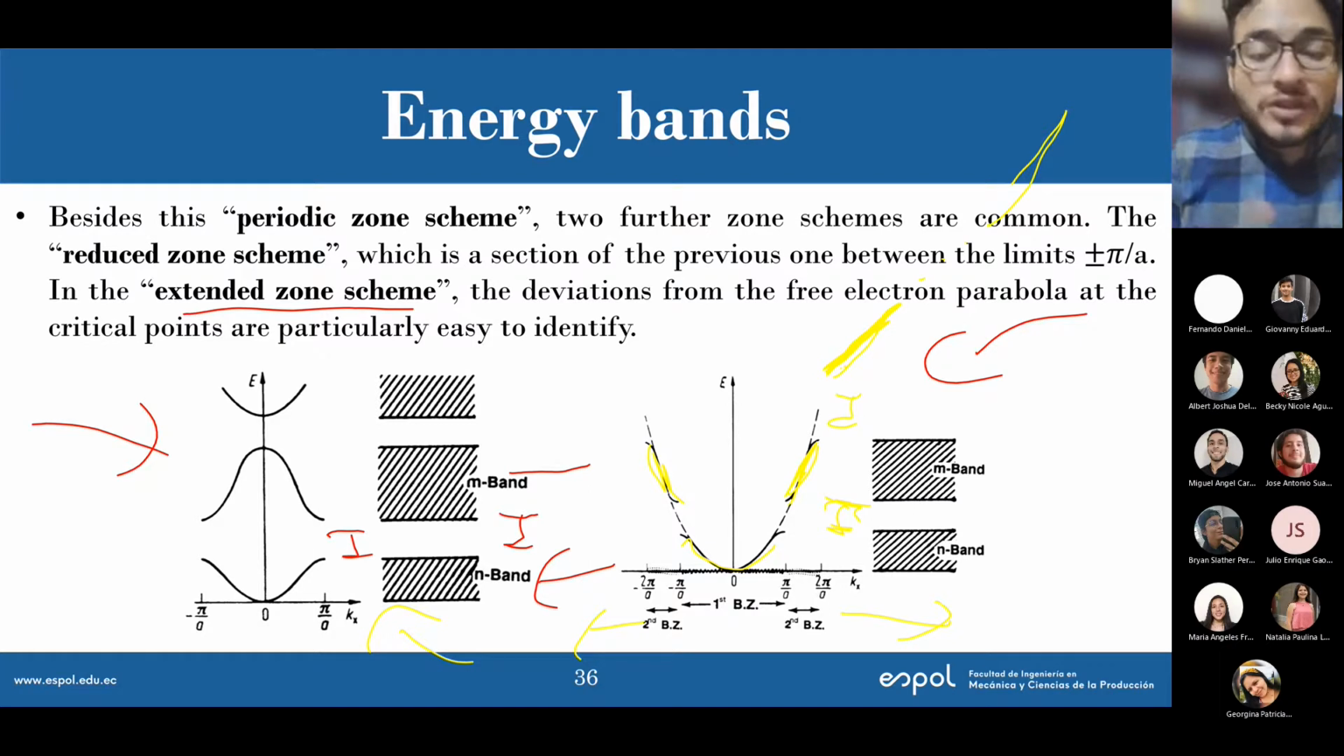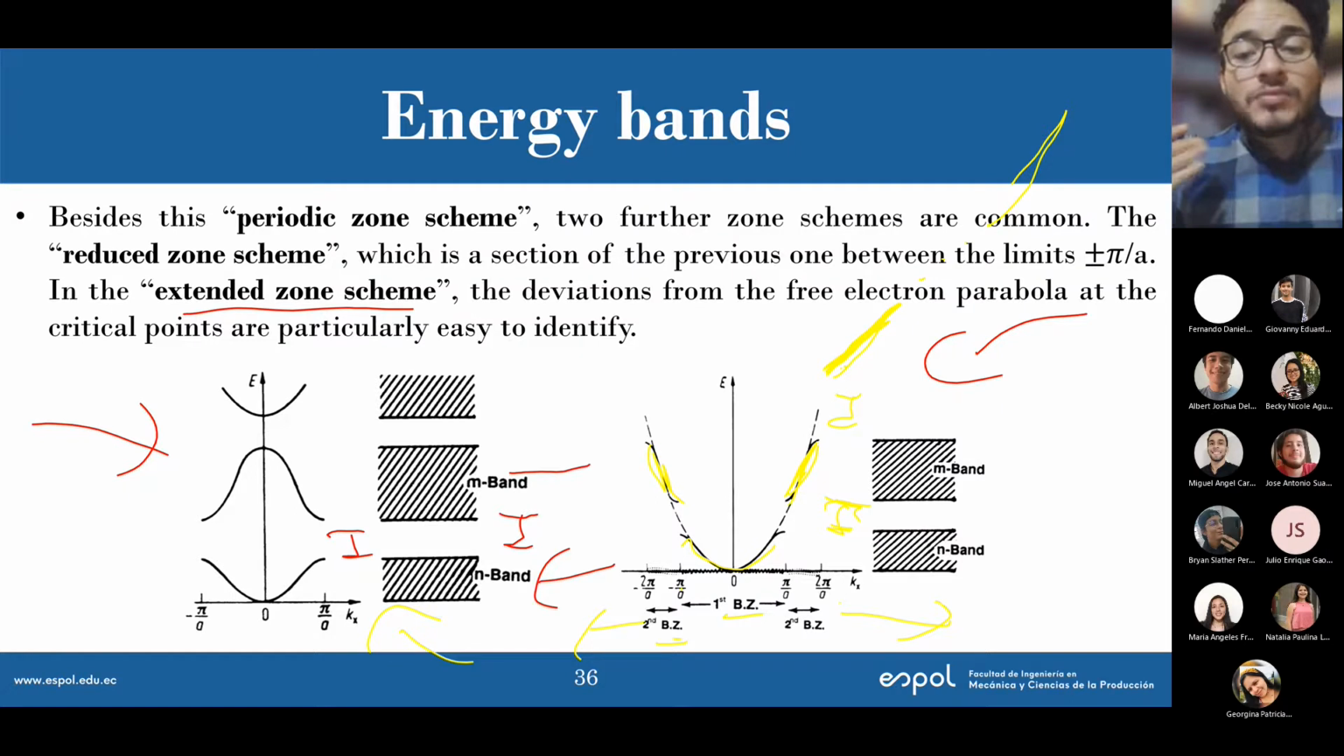Okay, and then you see something as first BZ, second BZ, okay? Those are called the Brillouin zones, and that's something we're going to talk about in a couple of minutes, but bear that in mind, okay? What we see there from minus pi over a to pi over a, that's the first Brillouin zone. And then from pi over a to 2 pi over a, and from minus pi over a to minus 2 pi over a, that's the second Brillouin zone, okay? We're going to define that concept in a couple of minutes.